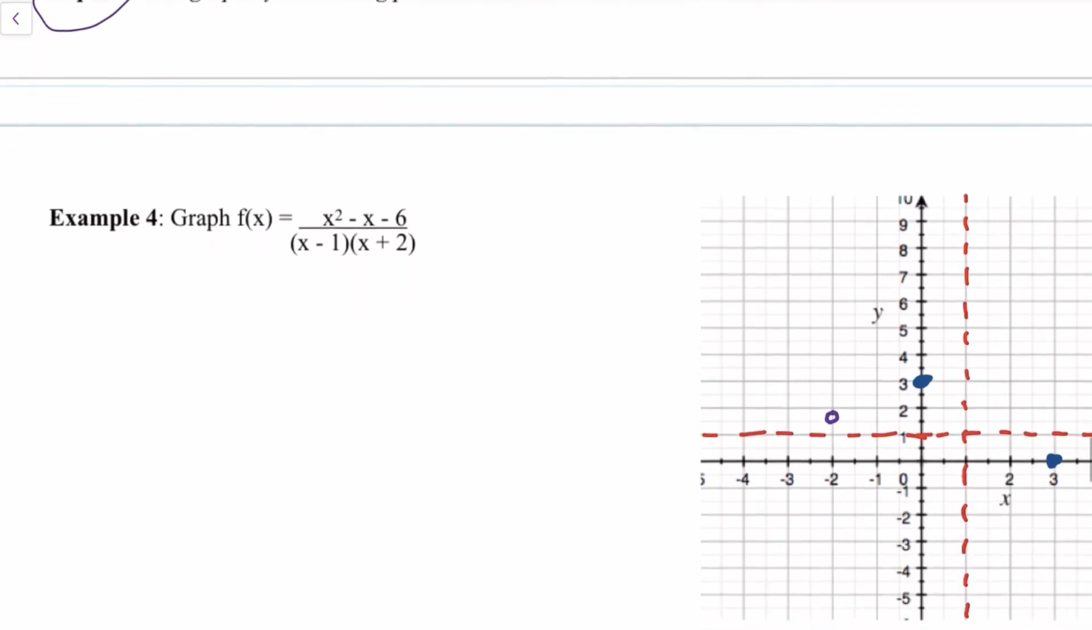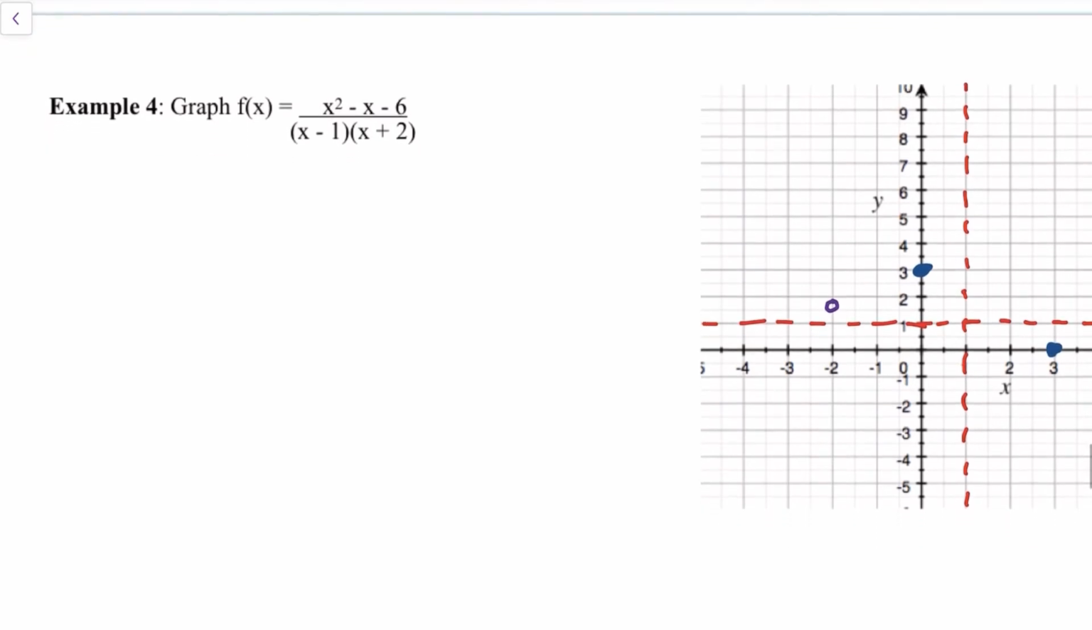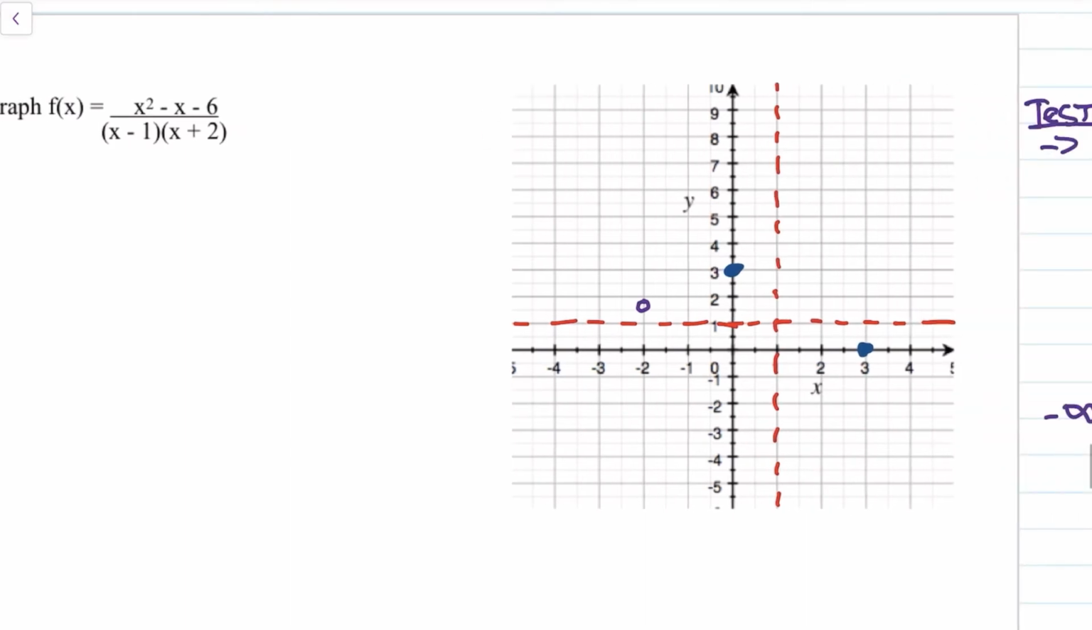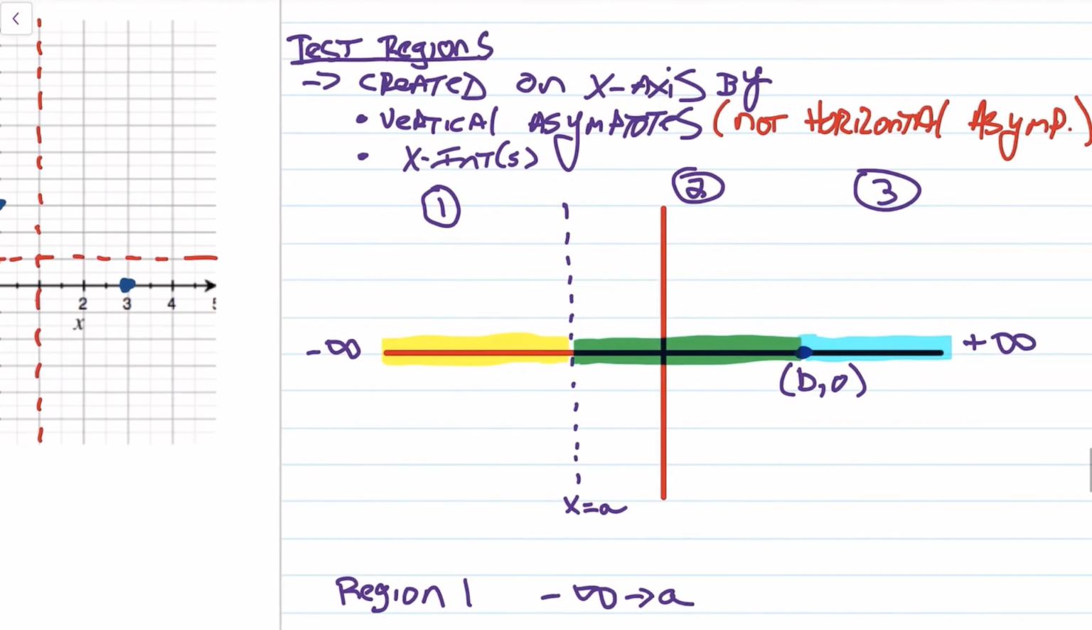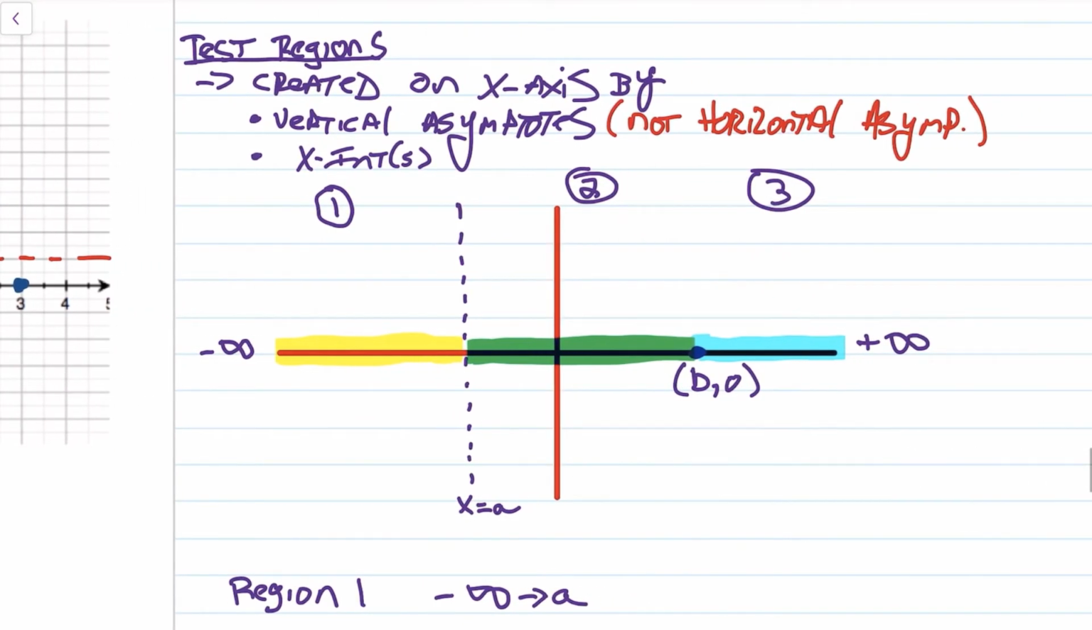And as you can see here, this is the example that we've been working on. And on the graph, we have everything that we've done so far. We have our x and y intercepts. We have our vertical asymptote, a horizontal asymptote, and we have the hole that we created. And before I get into the curve here for the actual example, I just created a little demo graph, and I just wanted to show you how the test regions work.